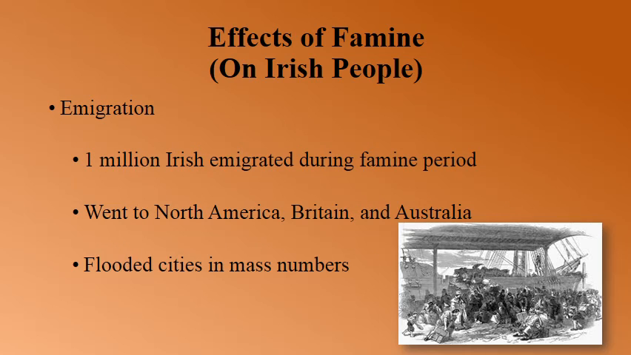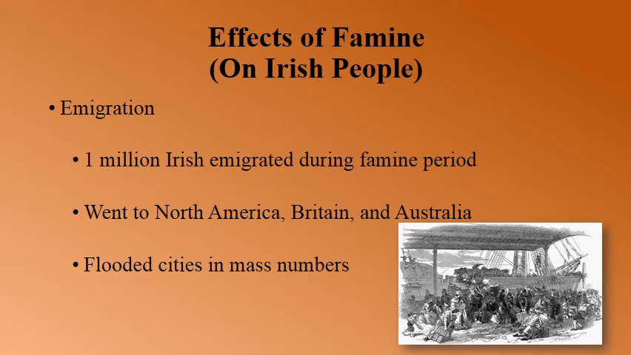And another huge effect of the famine on the Irish people was immigration. Around 1 million Irish immigrated during the famine period because of the poverty and illness in Ireland. Most of them went to North America, Britain, and Australia. They flooded the cities in mass numbers, and they basically just took over cities because they all mostly lived and moved together, so there'd be a huge Irish incoming.